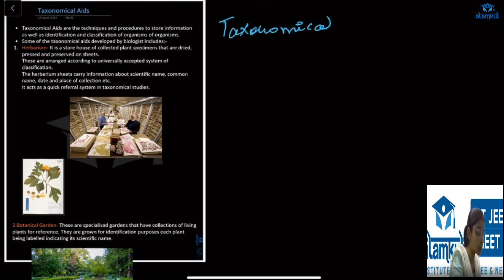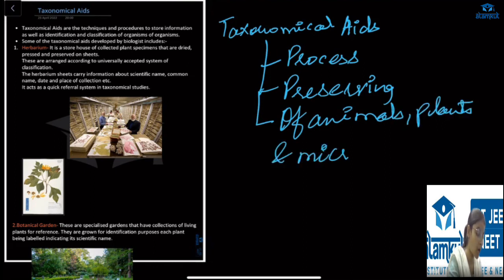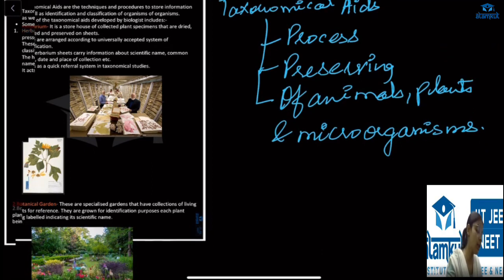They basically are the rules and processes of how to preserve the plants and animals. So they are processes for preserving animals, plants, and microorganisms. How to preserve them for future use, for their studies, and to save them from various types of environmental conditions. So these are some of the taxonomical aids which are used all over the world for their preservation, for their study, and for identification, for proper classification of each and every kind of living thing which is present on Earth.